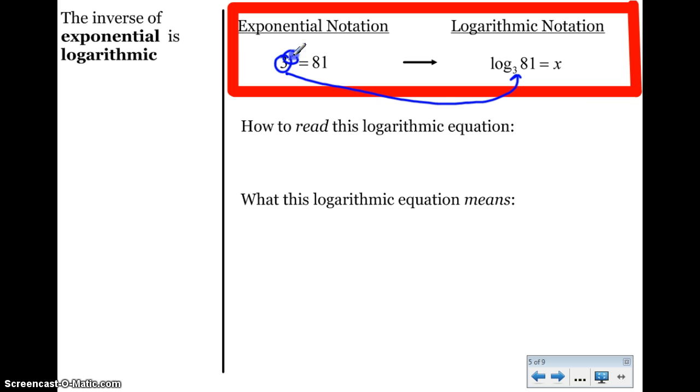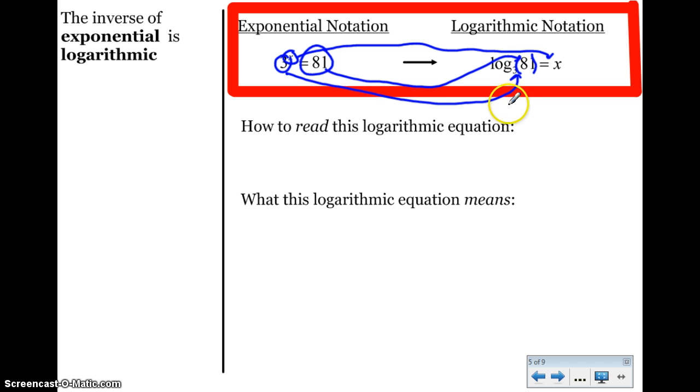X moves as my answer, okay? And 81, which is what I was set equal to, becomes what's known as the argument that goes inside of the log. This is where your parentheses would be if you were using your calculator, okay? So the 3 is the base, and it still is the base. It's the small little number. The exponent goes to the other side of the equal sign, and the 81 is now our argument inside of the log.